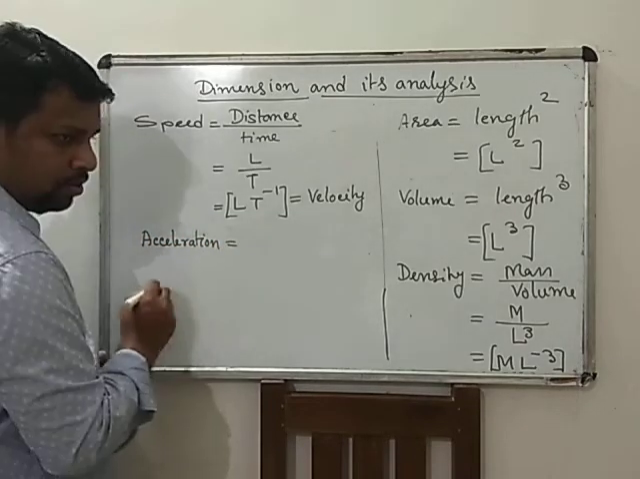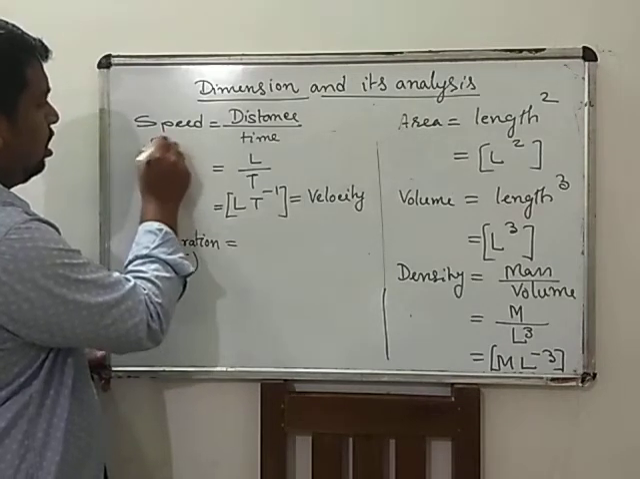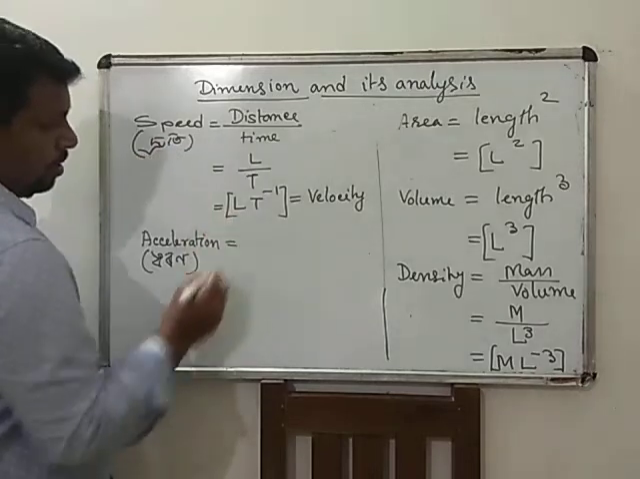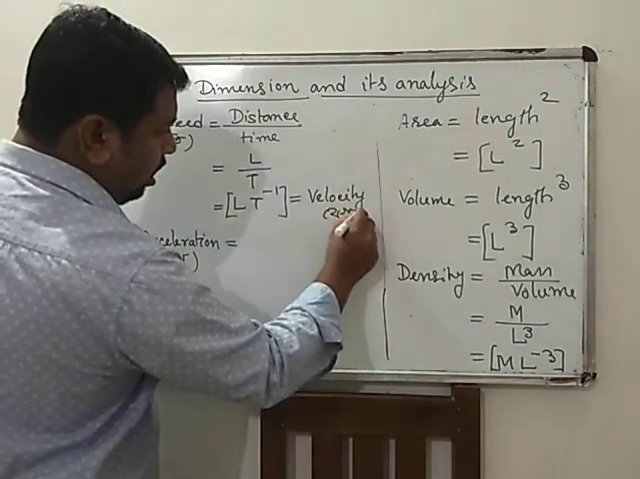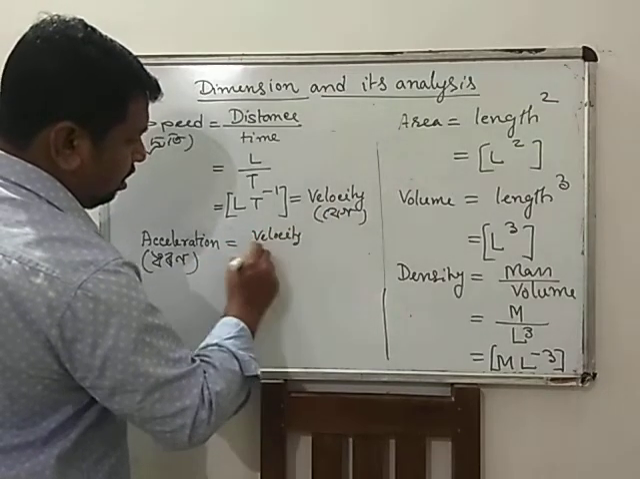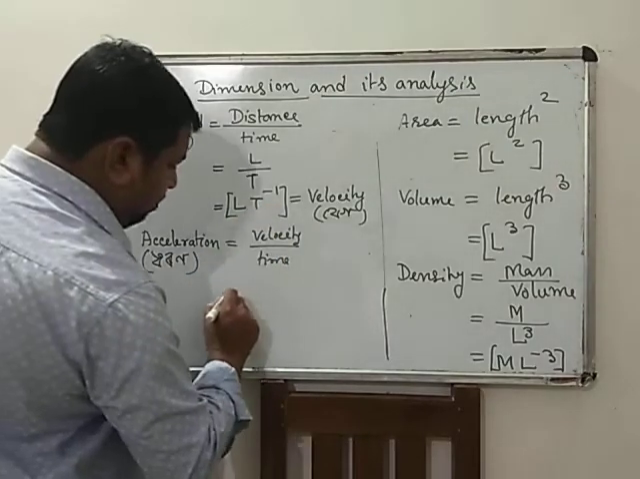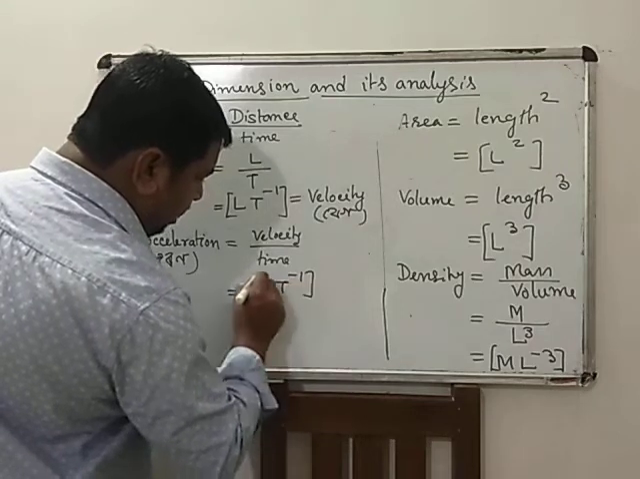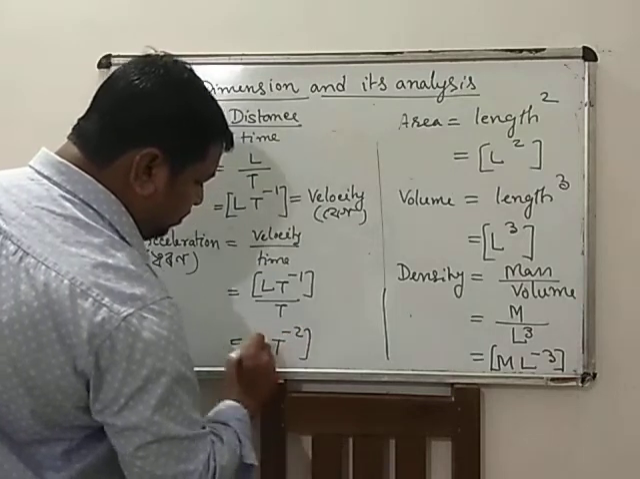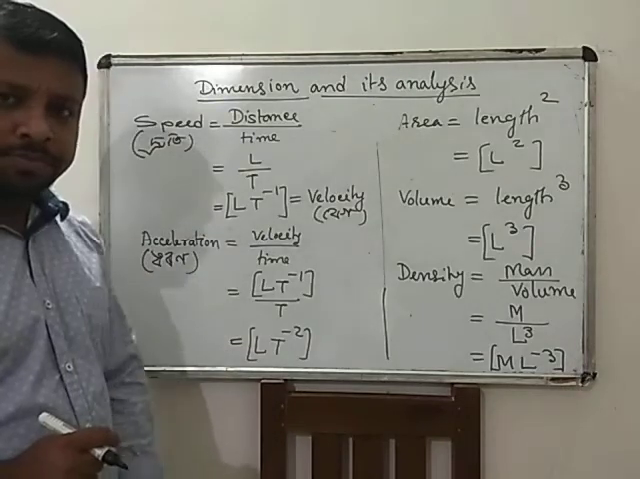Acceleration is velocity divided by time. Speed is duti and velocity is beg. So velocity is L T inverse 1 and time is T. So its dimensional formula is L T inverse 2. So the dimensional formula of acceleration is L T inverse 2.